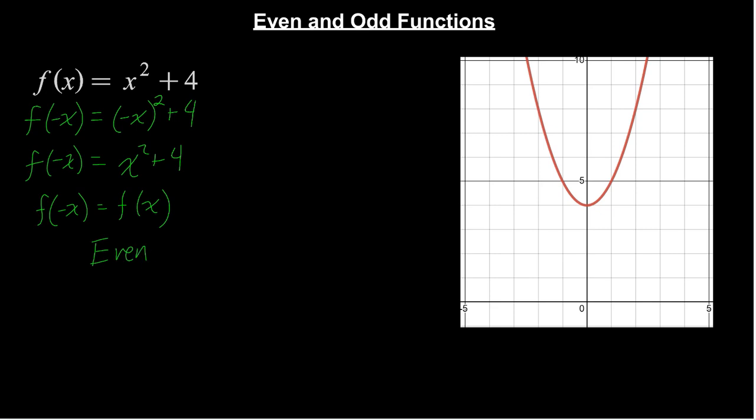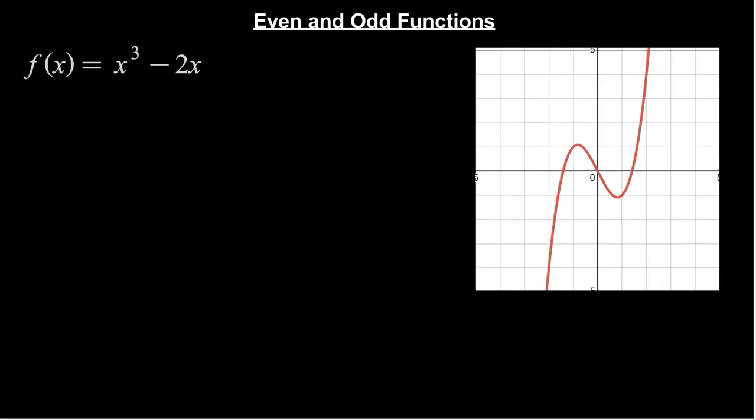Well, what do we notice here in the graph? The graph has a very specific symmetry line going through the y-axis. So when we see that the symmetry line is the y-axis for a graph, we know that has to be an even function. Let's look at another example.